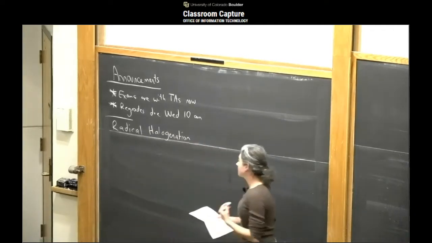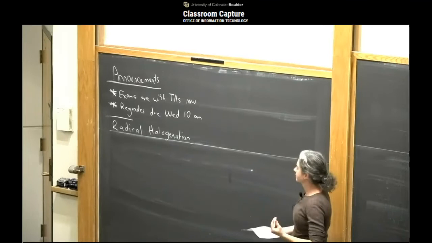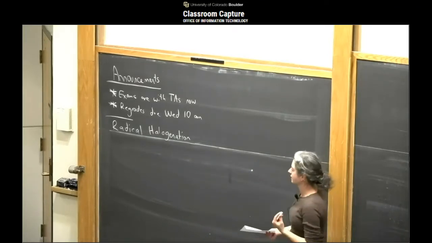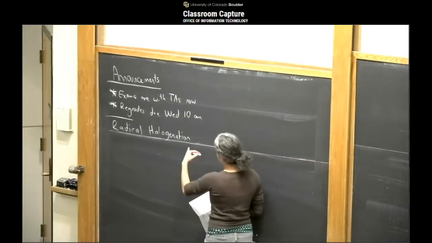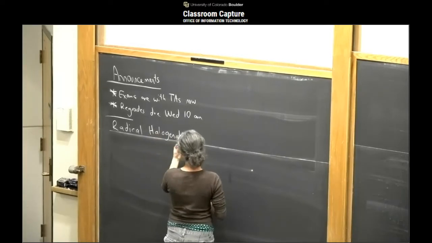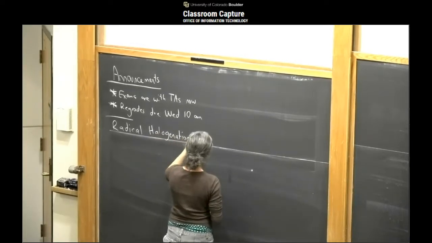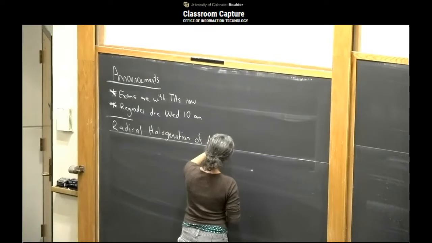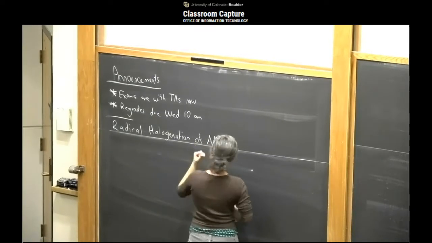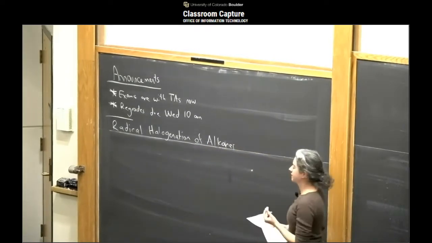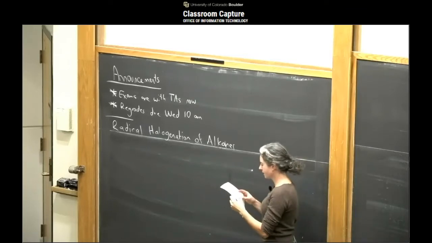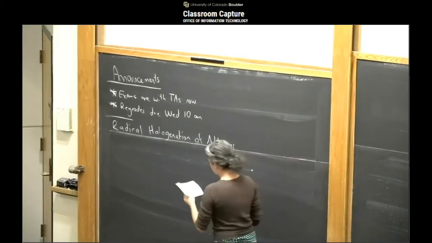Okay, so we've seen radical halogenation before, sort of. We saw radical HX addition, radical HBr addition to alkenes. This one's a little bit different, but it still has a lot of similarities. So radical halogenation of alkanes, not alkenes. We're not starting with a double bond.